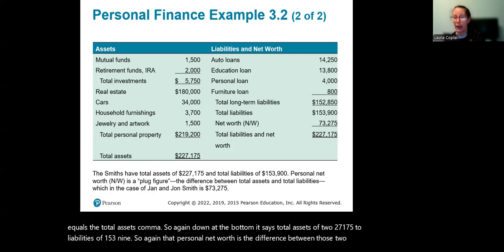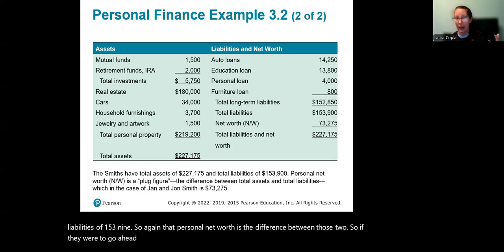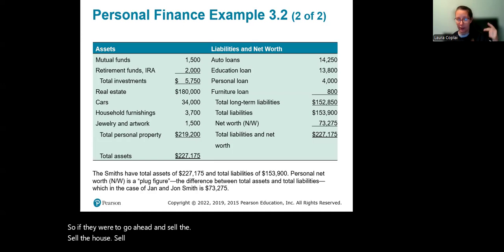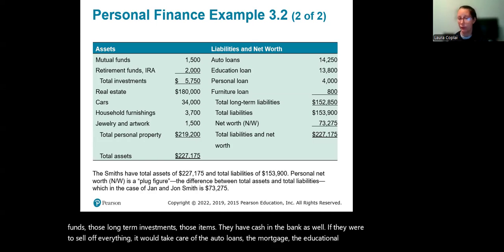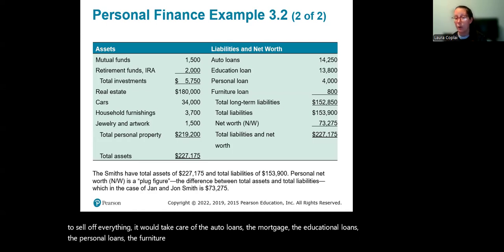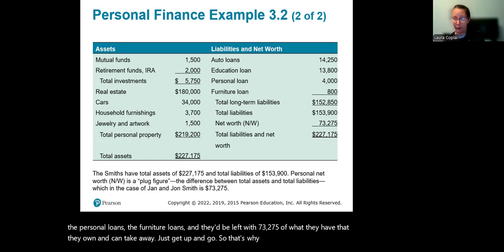So if they were to go ahead and sell the cars, sell the house, sell their household furnishings, their jewelry, their artwork, sell off those mutual funds, those long-term investments, those items, they have cash in the bank as well. If they were to sell off everything, it would take care of the auto loans, the mortgage, the educational loans, the personal loans, the furniture loans, and they'd be left with 73,275 of what they have that they own and can take away, just get up and go. So that's why that's their net worth.